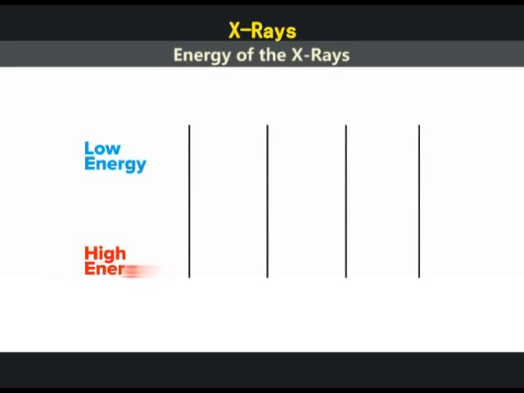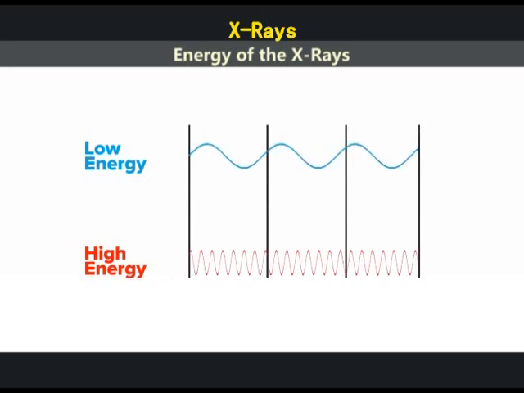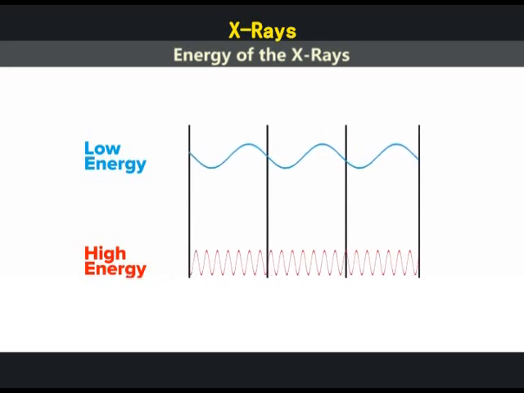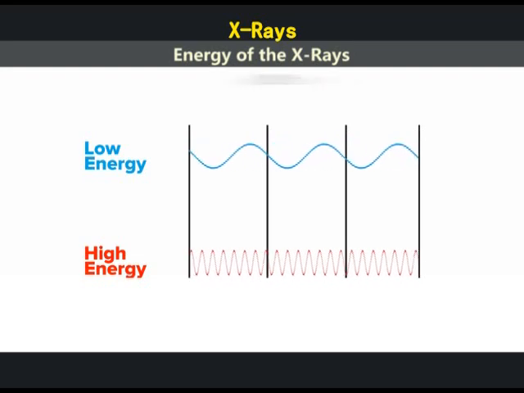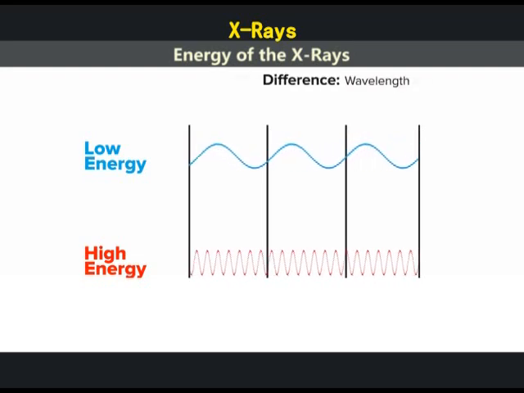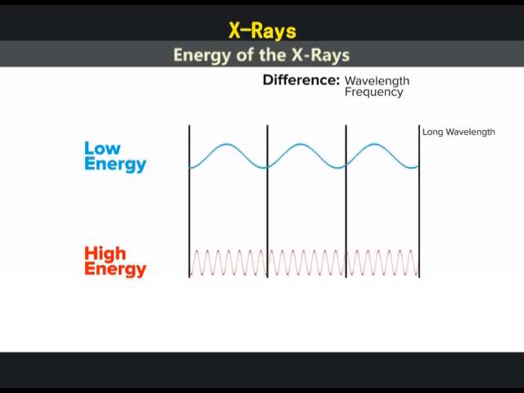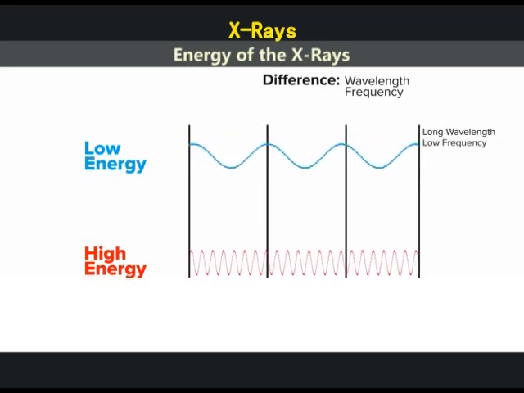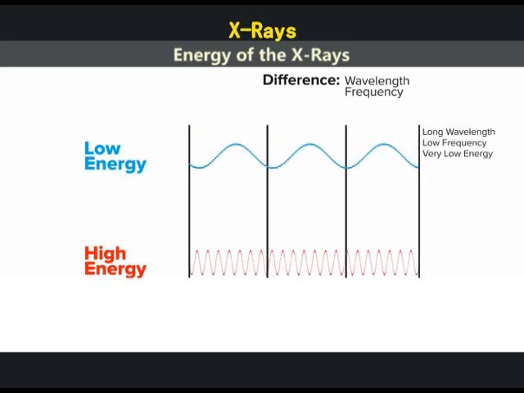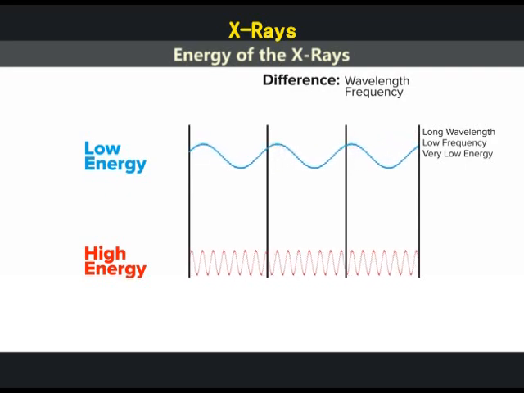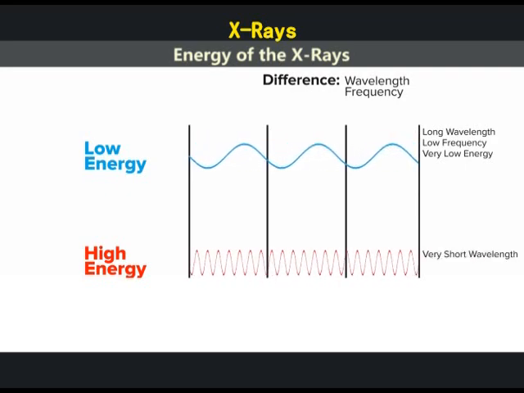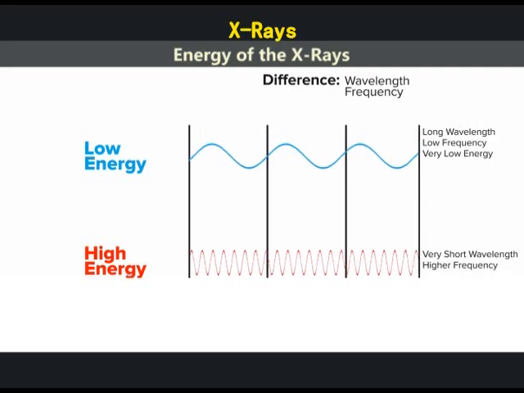For example, both of these photons are traveling at the same speed, which is the speed of light. The only difference is the wavelength and the frequency. The upper one has a long wavelength and therefore it has a low frequency and a very low energy. The lower one has a very short wavelength, resulting in a higher frequency and therefore higher energy.